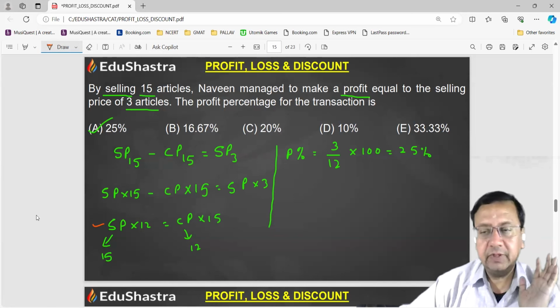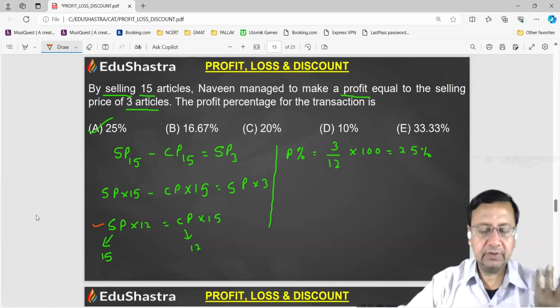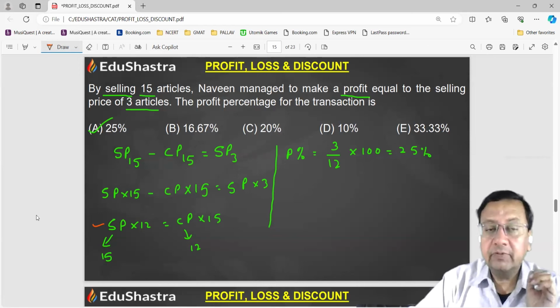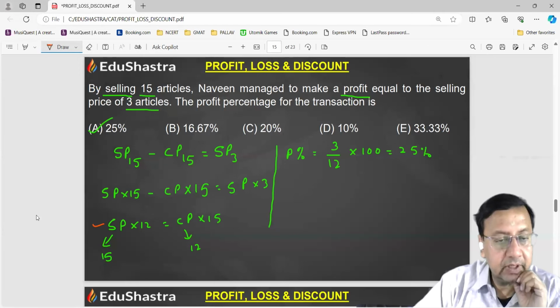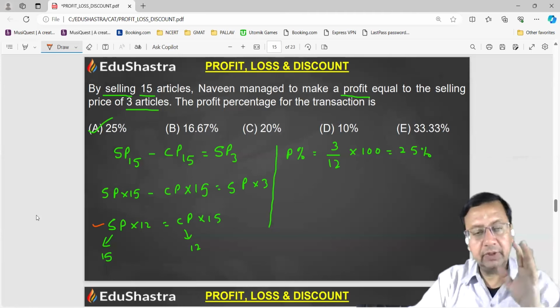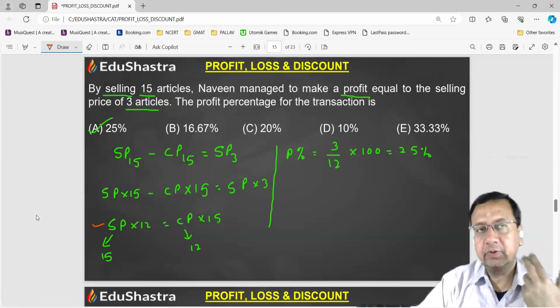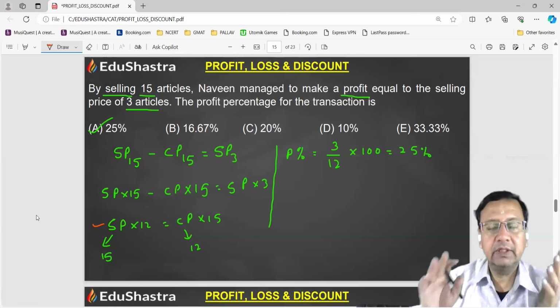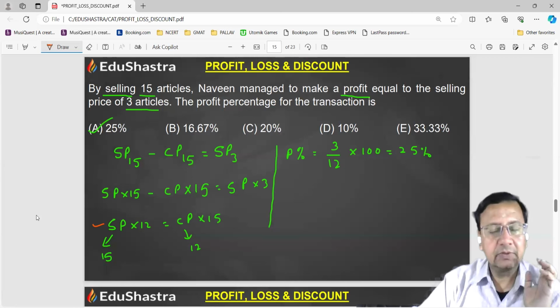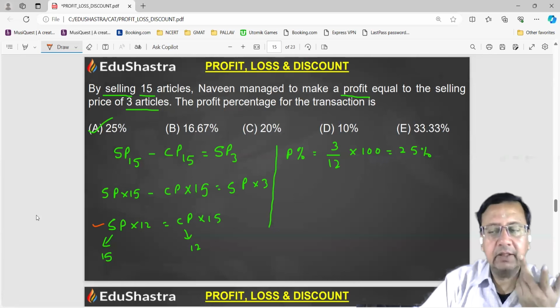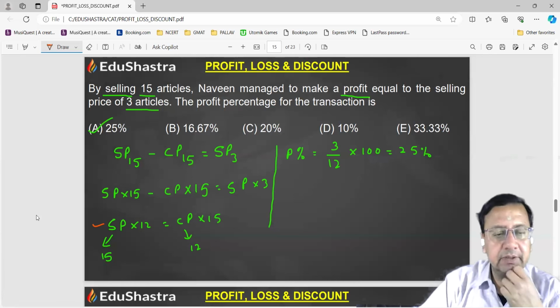Now 12 and 15 are constant numbers. You cannot change them. If 12, then 12. If 15, then 15. If you want the two things to be equal, only the variable can be modified, right? And I want the left part to be equal to the right part. So how can I do it? I can put selling price as 15 and cost price as 12. Then only these two parts are equal. So the selling price is 15 and the cost price is 12, and then I can find the answer easily.